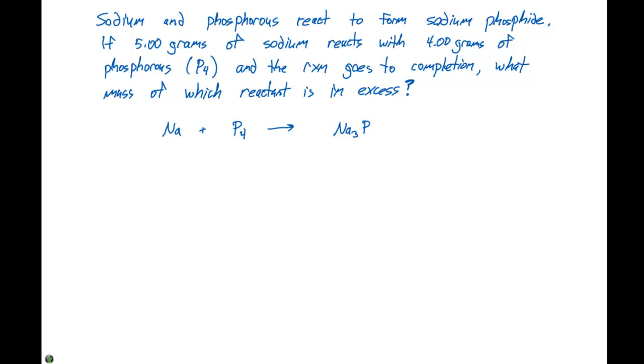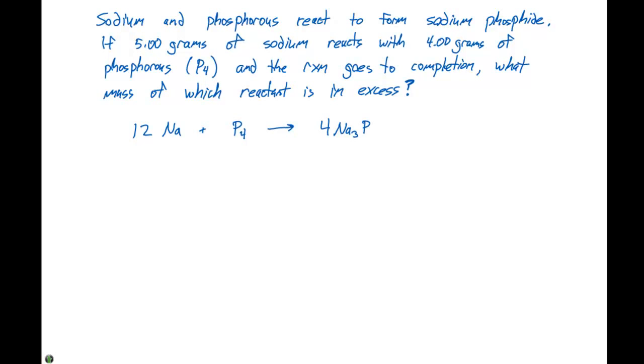So now we have to balance this particular equation. On the left hand side we have 4 phosphorus, on the right we only have 1, so we need a 4 in front of the product. That means we have 12 sodiums on the right, so we're going to need 12 sodiums on the left. So our balanced chemical equation is going to be 12Na plus P4 to give us 4Na3P.